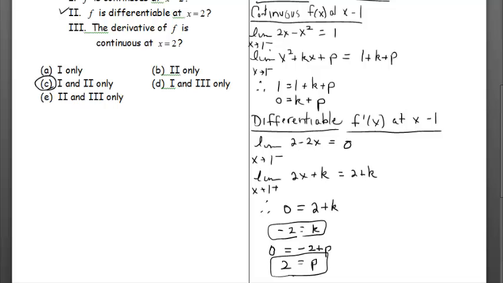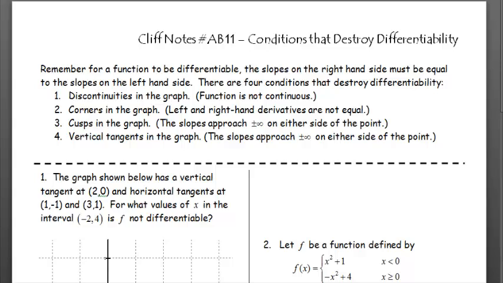All right, let's see if we can get note card 11 in on this video. Looking at conditions that destroy differentiability, we had 3 of them. We looked for points of discontinuity. That seems in order. Then we talked about sharp turns, corners in the graphs, and sometimes these two are lumped together.